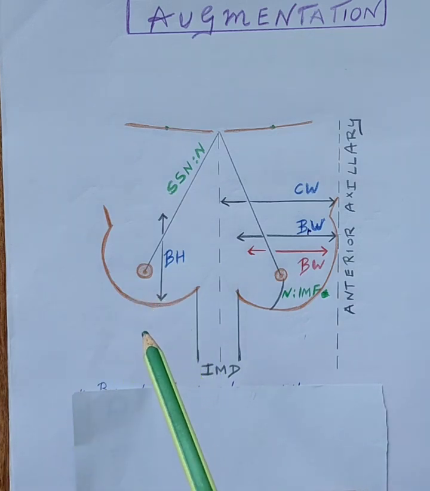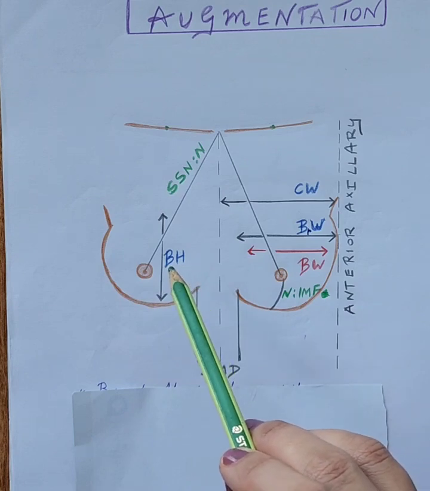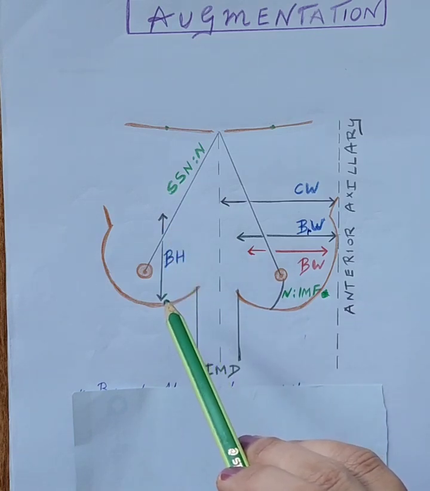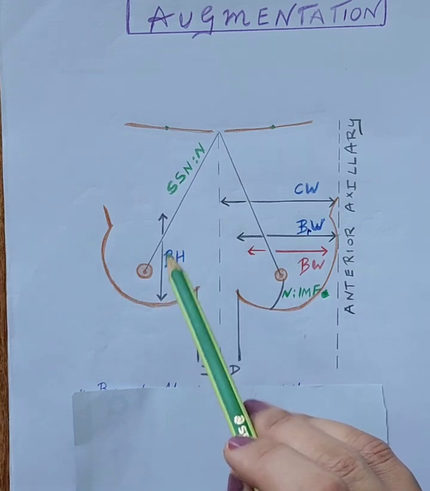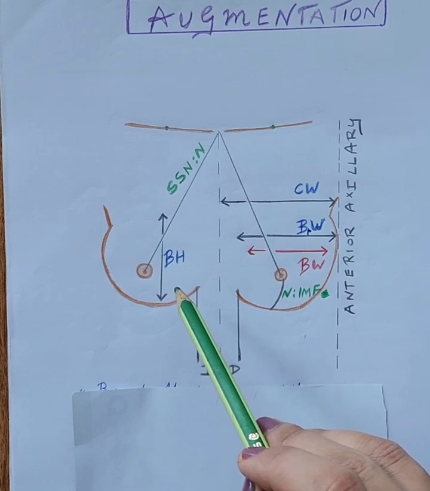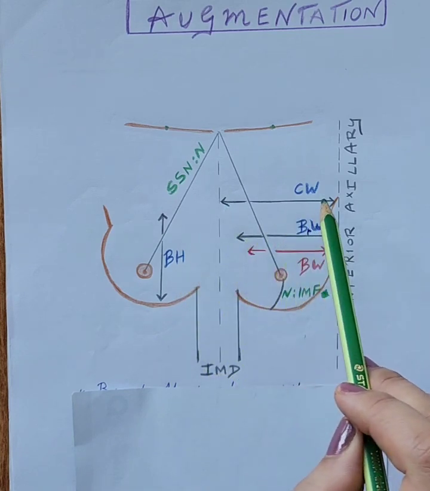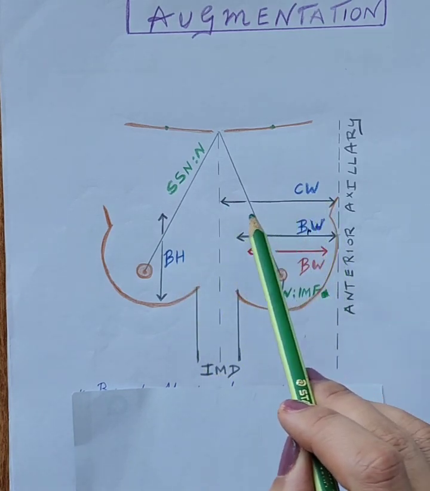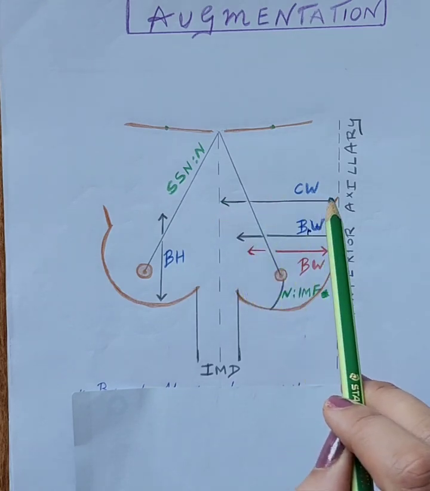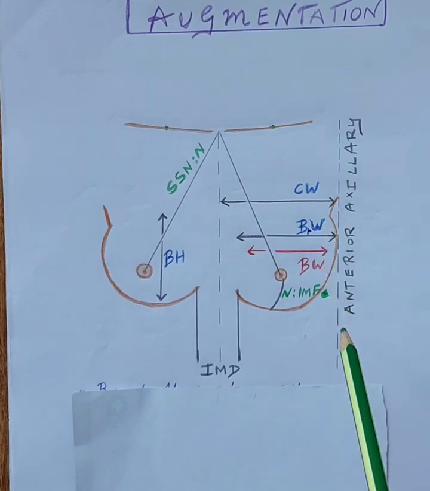Coming back to augmentation, so what is BH? BH is the breast height. Basically, that is going to be the distance from the upper pole of the breast to the lower pole of the breast. Then we have the chest width. This is in relation to the midline, that is the sternal midline, and to the anterior axillary line.